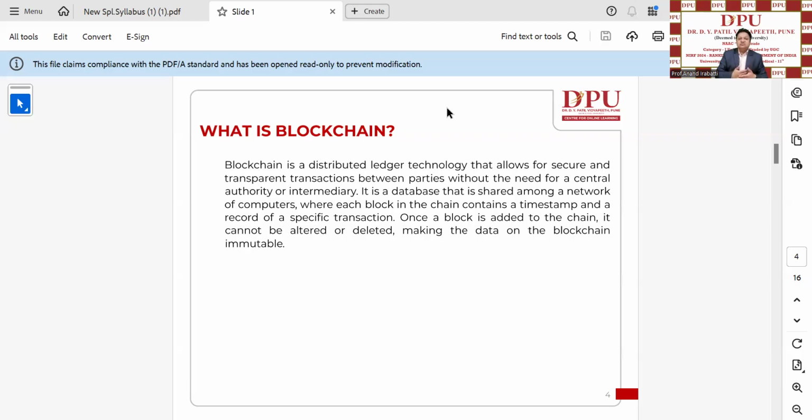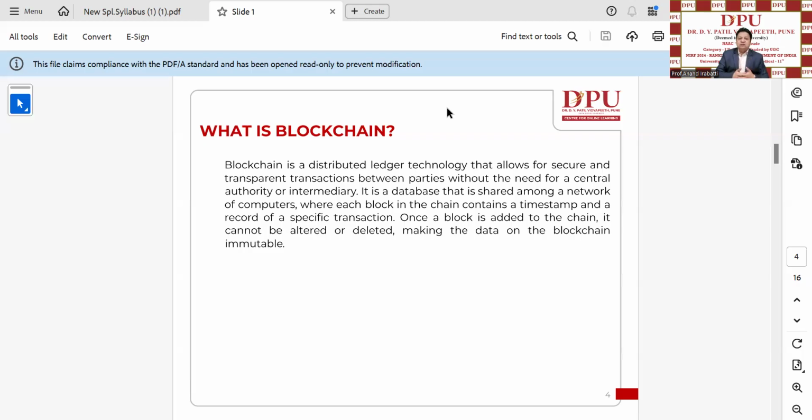That database is shared among all the computers of the network, among all the nodes of the network. That is nothing but the miners. Every node, every computer, every miner has a copy of the database. That is the digital ledger. Everyone has the digital ledger. And whenever a transaction takes place, first it is validated by the miners. If it is found valid, then it is entered, registered, recorded, and stored into the blockchain.